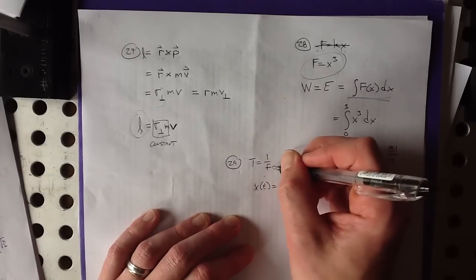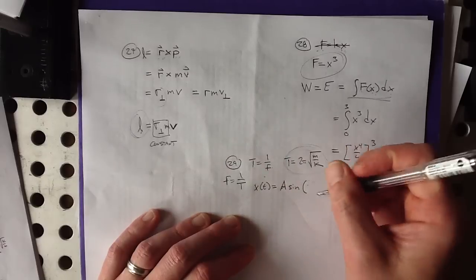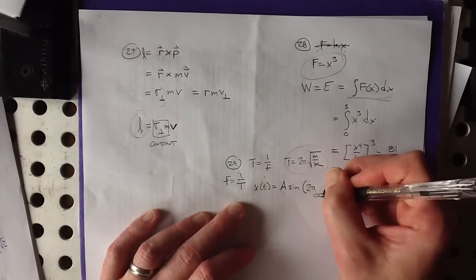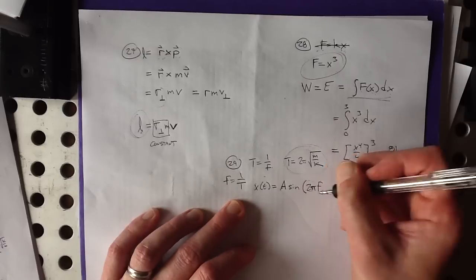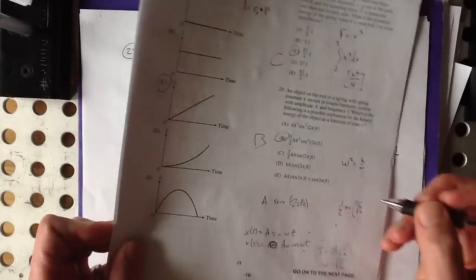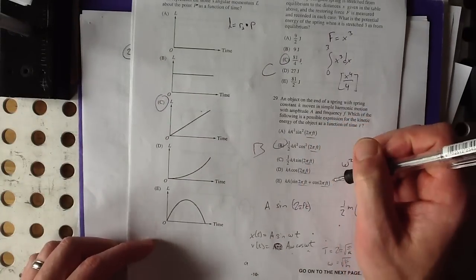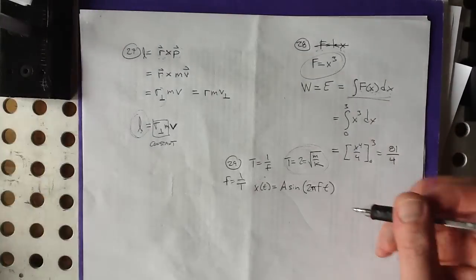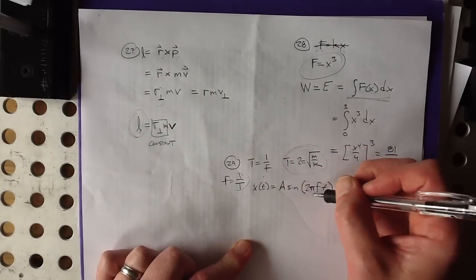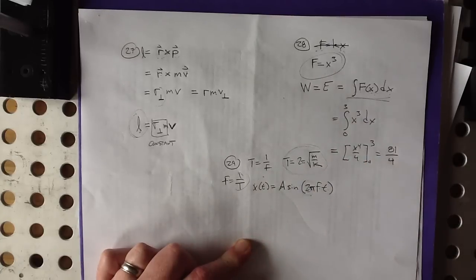Since f is 1 over the period, 2 pi divided by T would be the same as 2 pi f. And there's no big mystery. The inside of these all have 2 pi f t in them. That's why, because frequency is equal to 1 over period, and what goes in here is 2 pi divided by the period, and that's the same as 2 pi f.